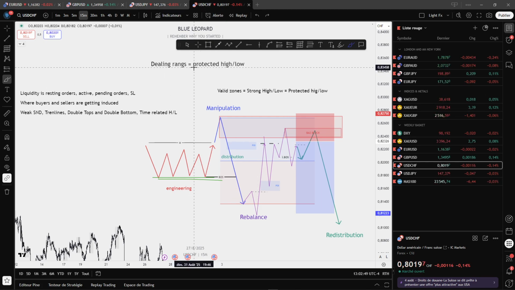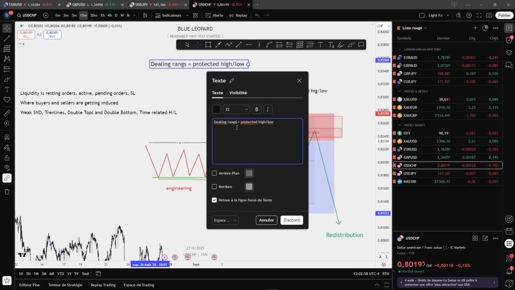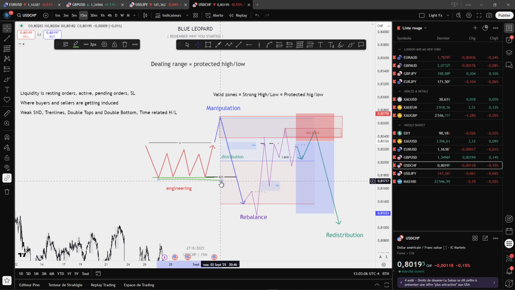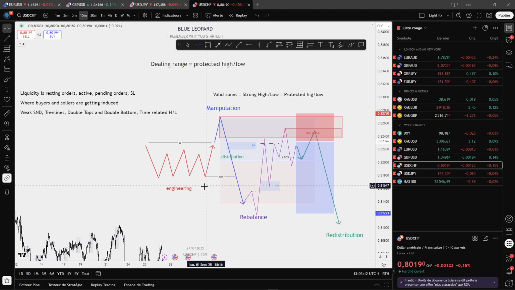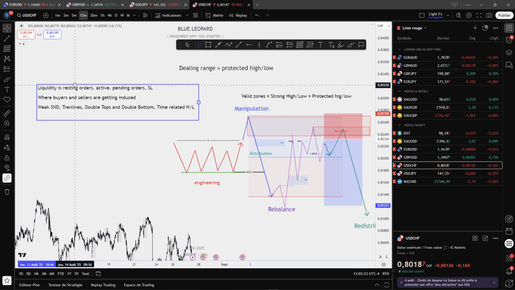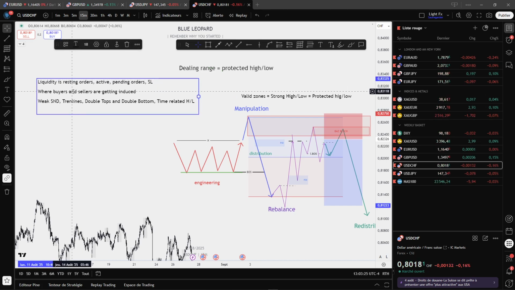We had a call earlier where I explained about the dealing range, and how the phases validate our zone. We will look for a strong high or protected high after manipulation, and from there we will find our entry. All this was explained in the previous video, but you remember that we are targeting liquidity, okay? And we know what liquidity is, I explained it in the other video.